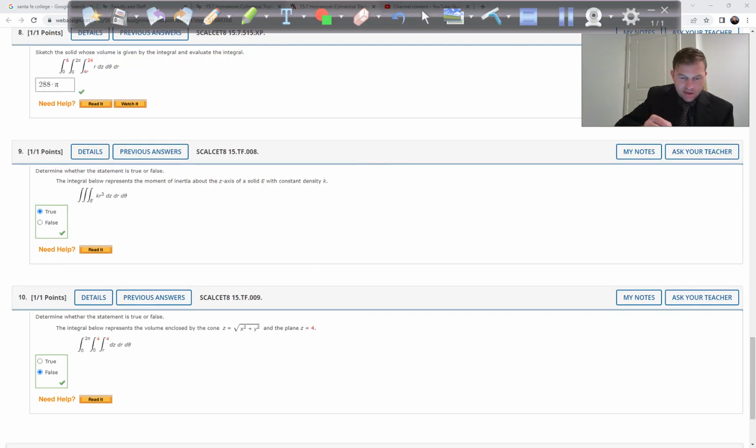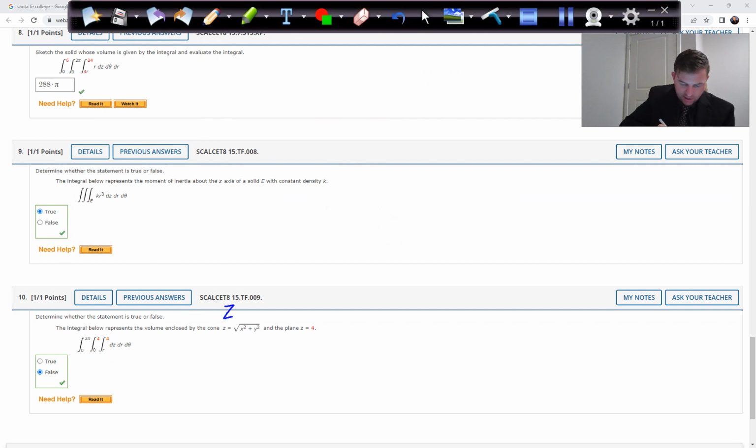Okay, problem 10. They say the integral below represents the volume enclosed by the cone, z equals, so once again we kind of saw this, square root of r squared, which is r, and z equals 4. So this goes from r to 4 in the z. Correct. Which means that when these are equal, the radius would have to go from 0 to 4. That's also correct. And if it's a cone, it's going to be a full 360 degrees, so 0 to 2 pi is correct.